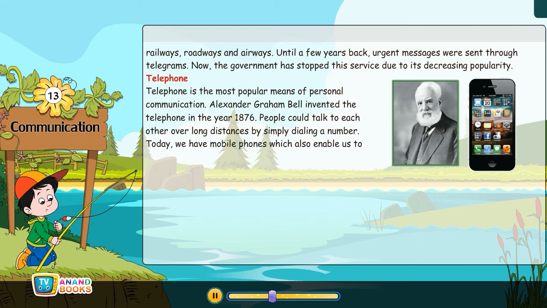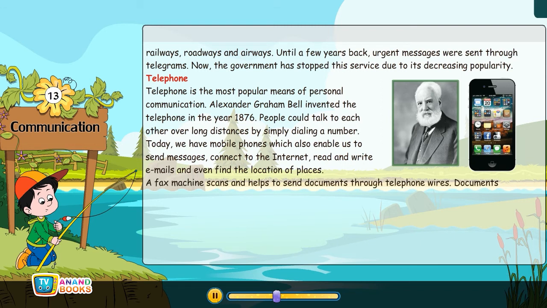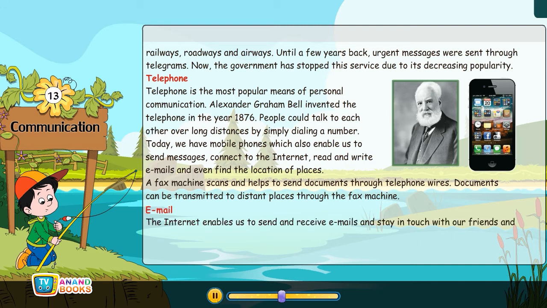Today, we have mobile phones which also enable us to send messages, connect to the internet, read and write emails, and even find the location of places. A fax machine scans and helps to send documents through telephone wires. Documents can be transmitted to distant places through the fax machines. Email. The internet enables us to send and receive emails and stay in touch with our friends and relatives living all over the world.